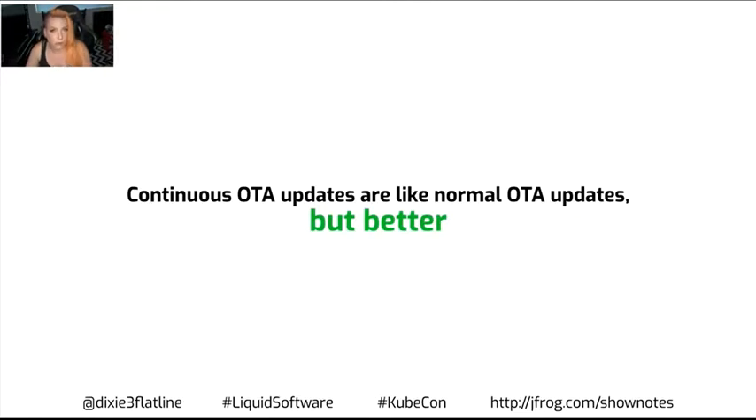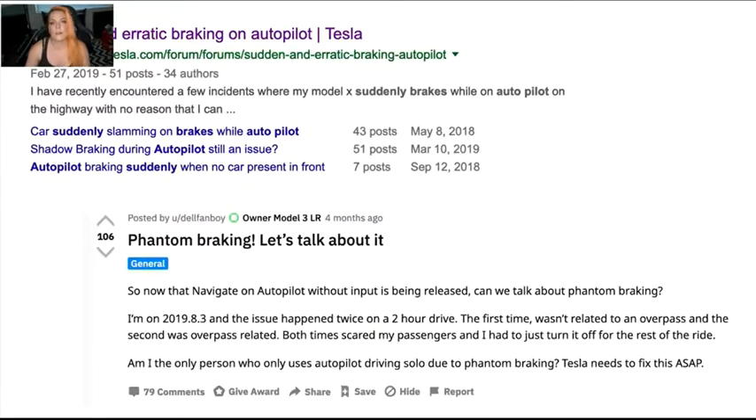So what is the difference between over-the-air updates and continuous over-the-air updates? Let's look at another example. One of the problems with Tesla's autopilot was phantom braking. The conditions are good, nothing's in the way or on the road, weather is nice, but out of the blue, the car slams on the brakes. It sounds like a serious problem, right? And it took a while to fix, but why?